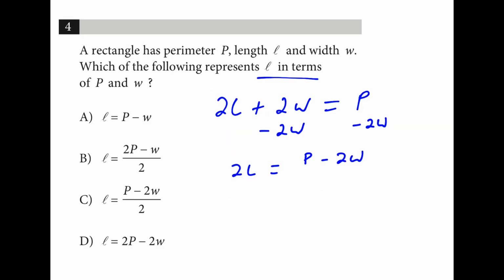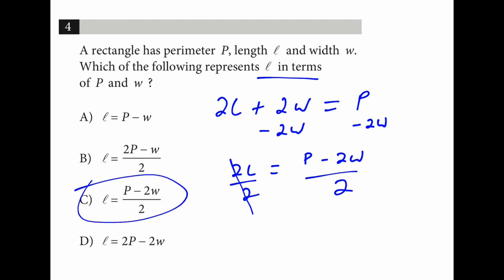So the initial equation for perimeter is twice the length plus twice the width is equal to perimeter. When they say which of the following represents L in terms of the other variables, what they're saying is solve for L. So the first thing I might do is move the 2w over to the right. Then I can divide everything by 2. On the left, the 2's cancel out. I'm looking for p minus 2w over 2, c.